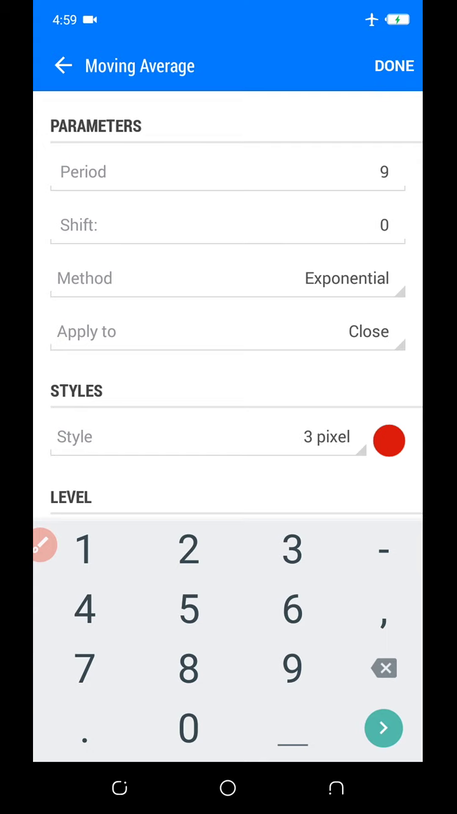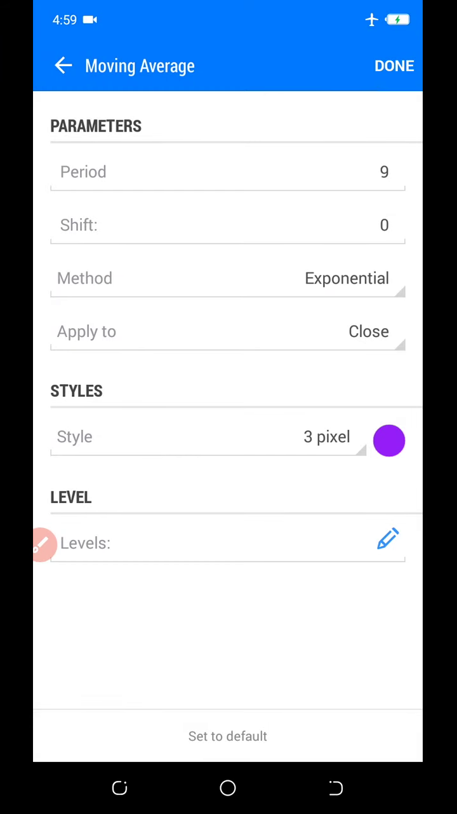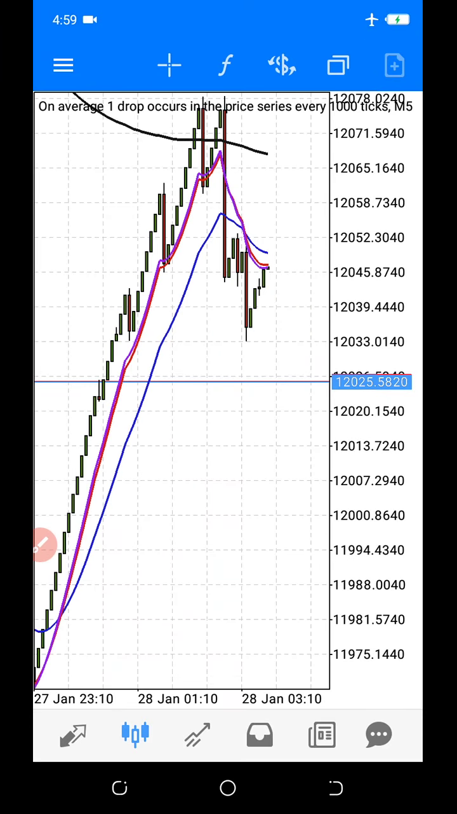Okay, and I will use this color. So that's it. I'm going to talk to you. 9 and 10 are almost the same thing, so you may not decide, but I'm just going to explain to you why we use 9.